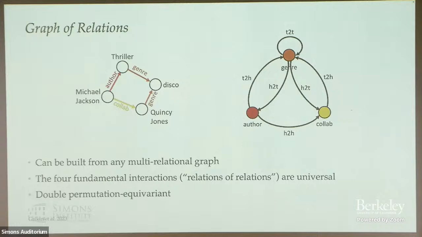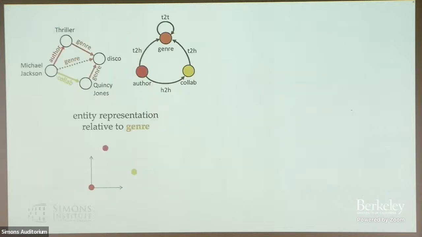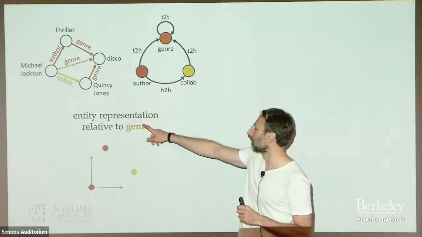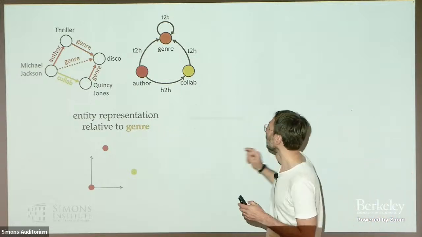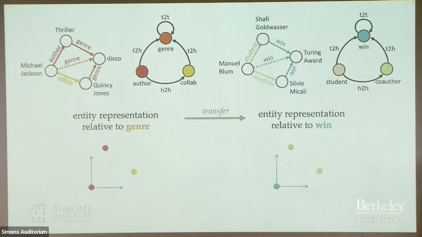Okay. So basically you can take any multi-relational graph and build from it this representation. These four fundamental interactions, the relations of relations, are universal. That's the only thing that you can have. And by construction, you can show that this has the property of double permutation invariance. What it allows you is to create representations that are relative to the relation type. So here we have a representation relative to the genre, and we can transfer it to a representation that is relative to a completely different type of relation.